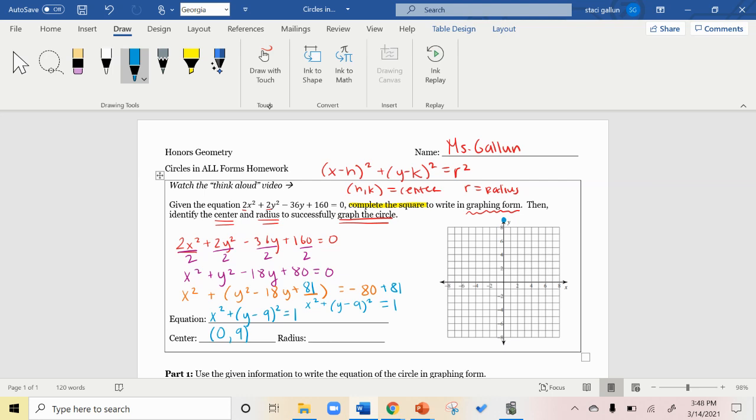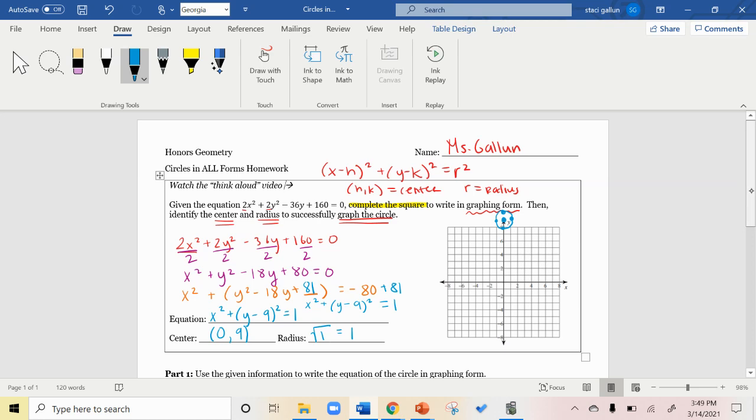And the radius is the square root of 1, which in this case is 1. So this is going to be like a teeny tiny circle. I'll go right 1, up 1, down 1, left 1. I don't have to find any more points, but I need to make sure that this looks more or less like a circle. That was pretty good. Better than my teacher sometimes does. And I got my circle.